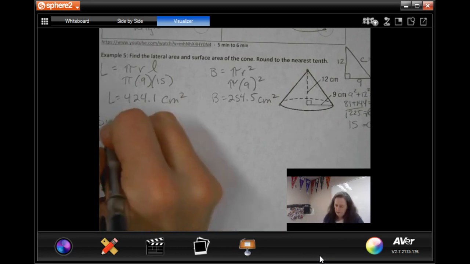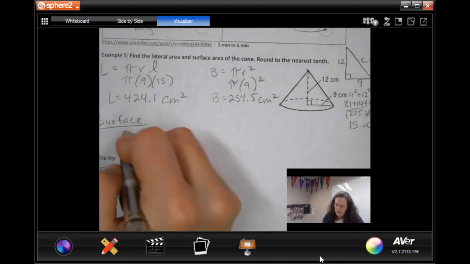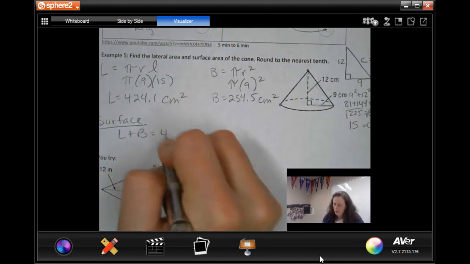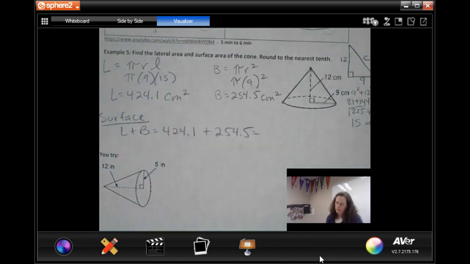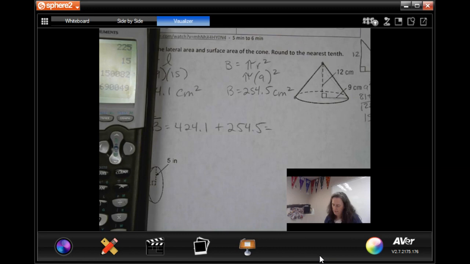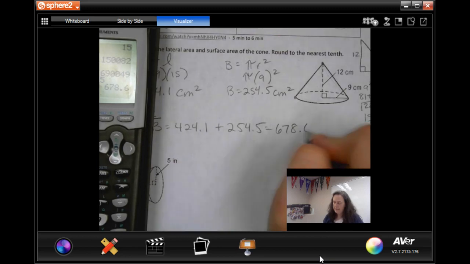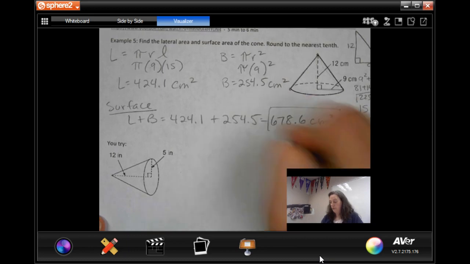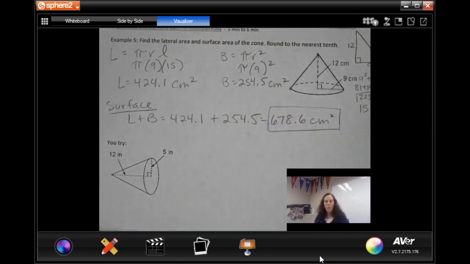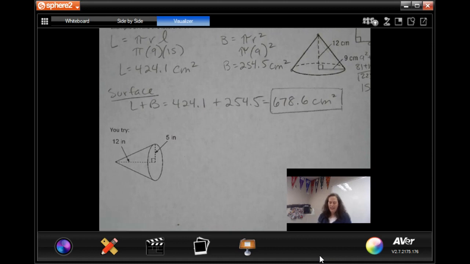Okay, we've got the upper part, the base part. Let's put them together. Surface area is L plus B, 424.1 plus 254.5. How much surface area does this cone have? 678.6. And those are centimeters, and they are squared, 2-directional. Okay, we've got one more. This one's for you to try. I noticed they didn't give you the slant height, so you'll have to think about that. How can you get that slant height? Pause your video and try that, and then come back.